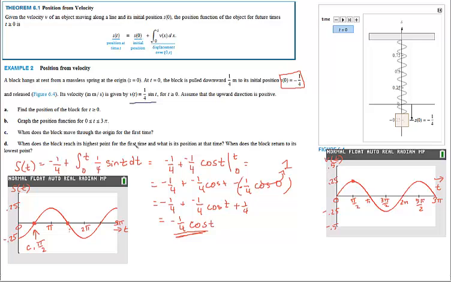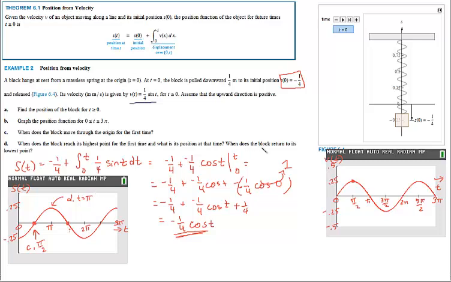When does the block reach its highest point for the first time? Just look at the position function for that. That would be right here. That's when its position is the highest, and that would be the answer to D, we'll just say t equals pi.